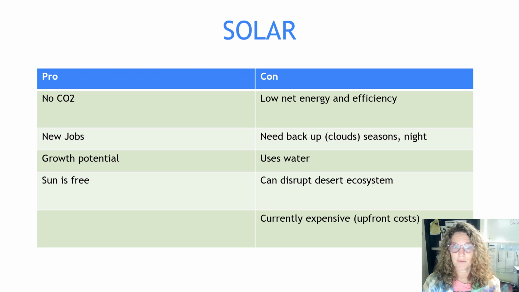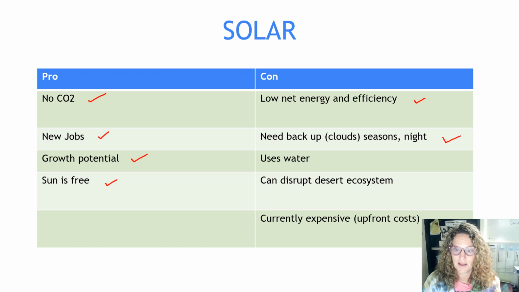Okay, so solar's got some pros and some cons. It does not use or produce a lot of carbon dioxide. There's a huge job market in it. Summer sales for solar panels are crazy money right now. There's a lot of potential for growth, and the sun is free, so that makes it kind of nice. They're not super efficient yet, but they are efficient enough that they're worthwhile to look into.